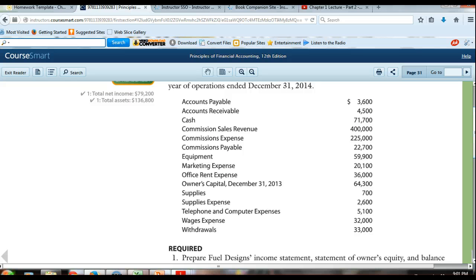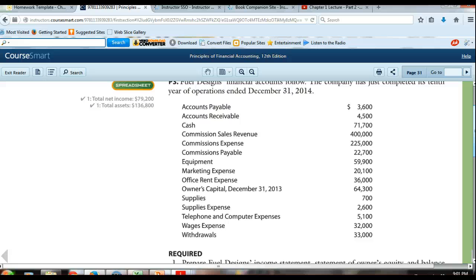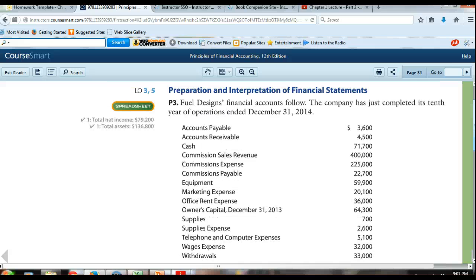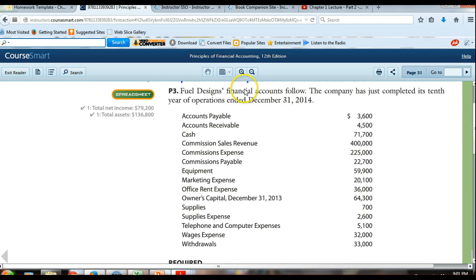So your net income we completed. Let's talk about the statement of owner's equity. What do we start our statement of owner's equity with? Do you see how we are completing a financial statement for December 31st, 2014? Do you see it gave us information of the owner's capital as of December 31st, 2013? Isn't that what we begin with?